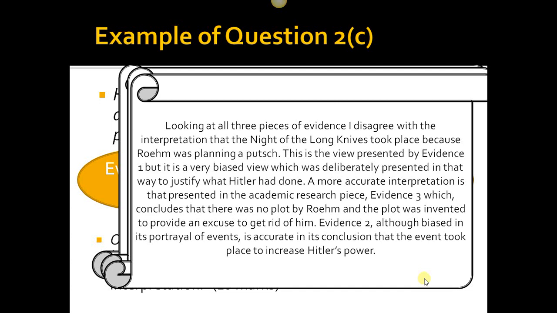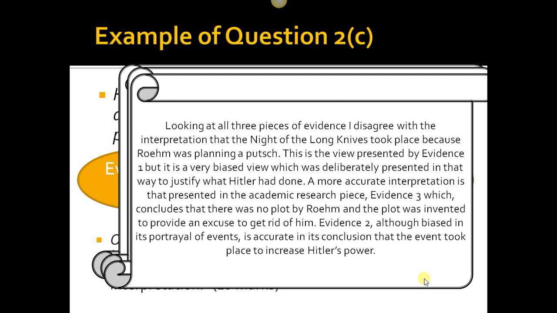A more accurate interpretation is that presented in the academic research piece, evidence three, which concludes that there was no plot by Rome and the plot was invented to provide an excuse to get rid of him. Evidence 2, although biased in its portrayal of events, is accurate in its conclusions that the event took place to increase Hitler's power. I'm hoping that all of those answers will give you some sort of formula of what you are meant to do.